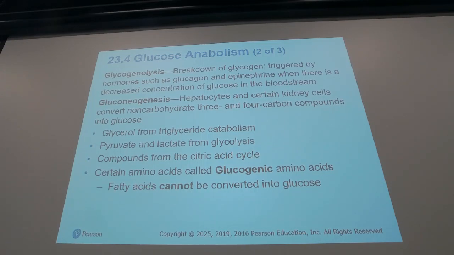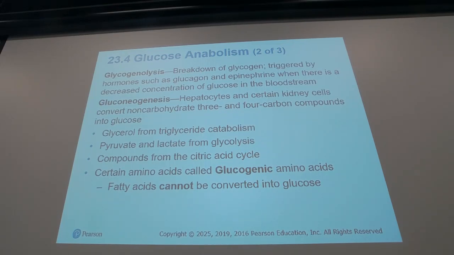Now, another hormone that helps to break down storage of glycogen is epinephrine. Epinephrine is released under circumstances like when you are in an emergency, and of course you need glucose to be alert. So in this case, this epinephrine also can lead to the breakdown of glycogen.